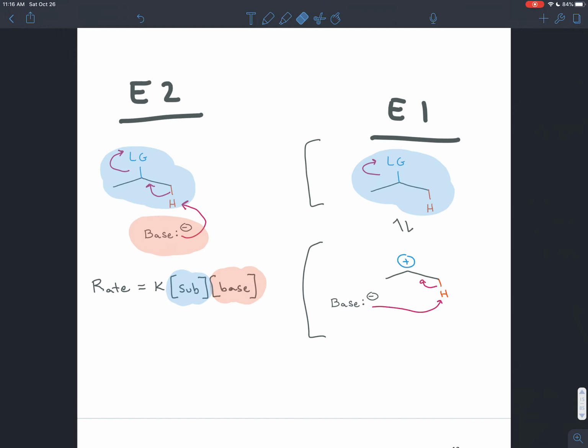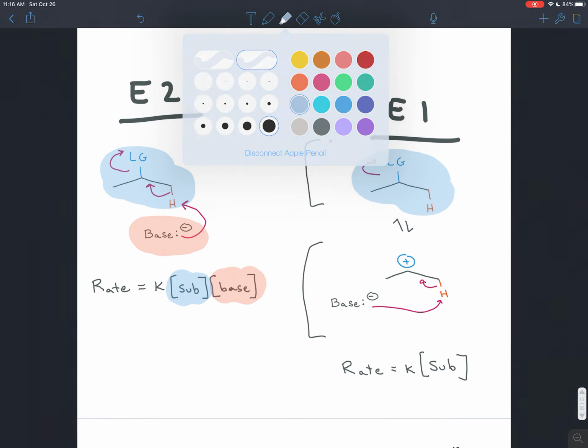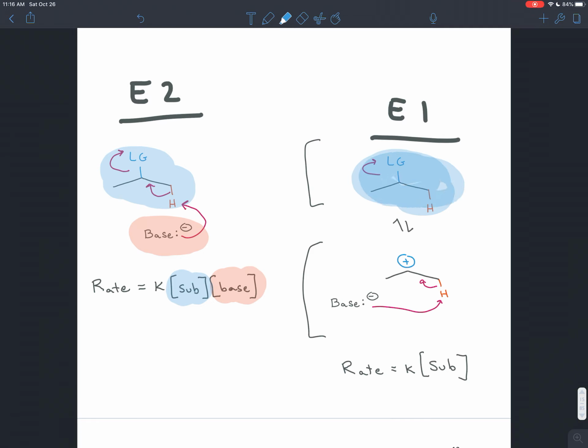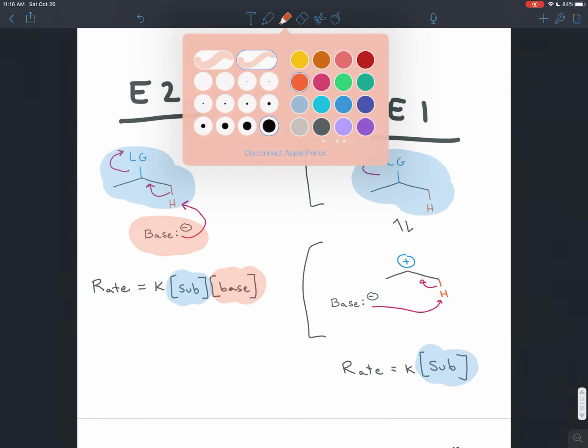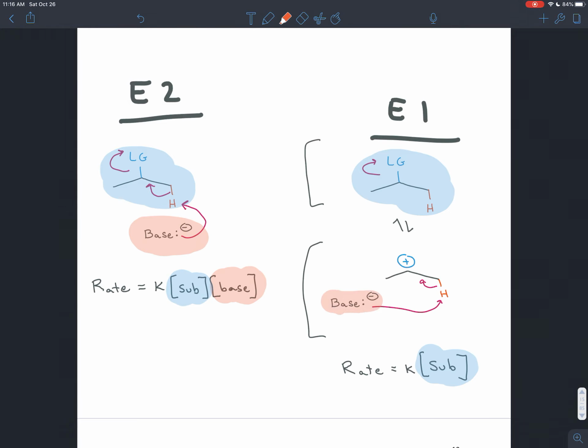And so if you're trying to think about that discussion translated into an equation, you'd say, okay, how fast the reaction goes depends on the units, so I'll have that conversion factor, that little k there, but really it's just going to depend on the substrate, because the rate limiting step only has the substrate in it. So only the substrate's there. The base shows up in the fast step, not in the rate limiting step. So concentration of base won't speed up an E1 reaction.